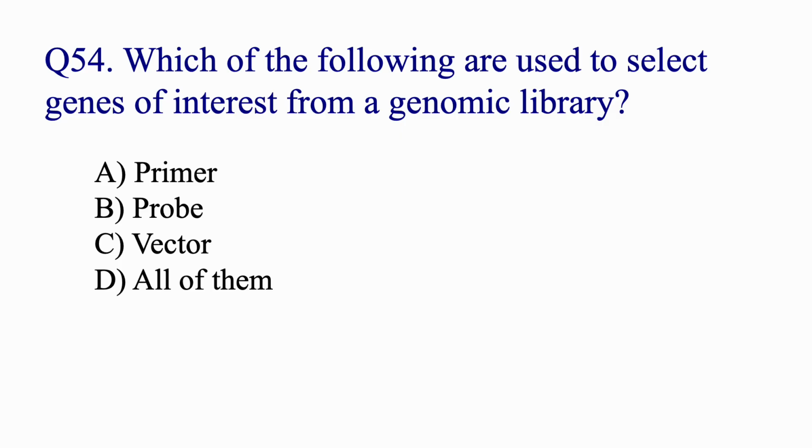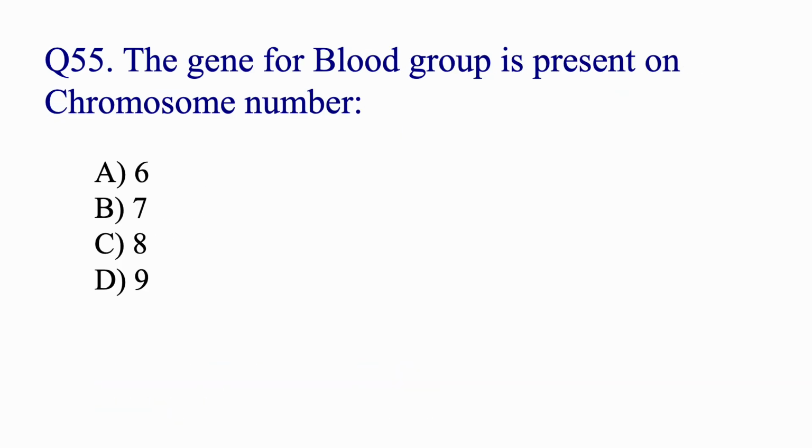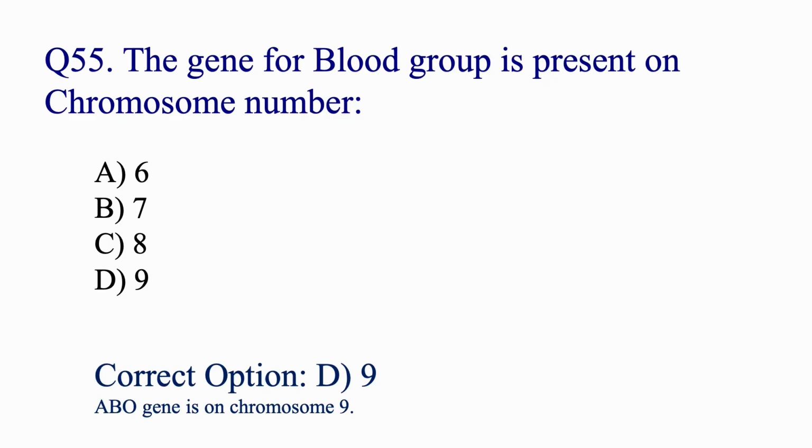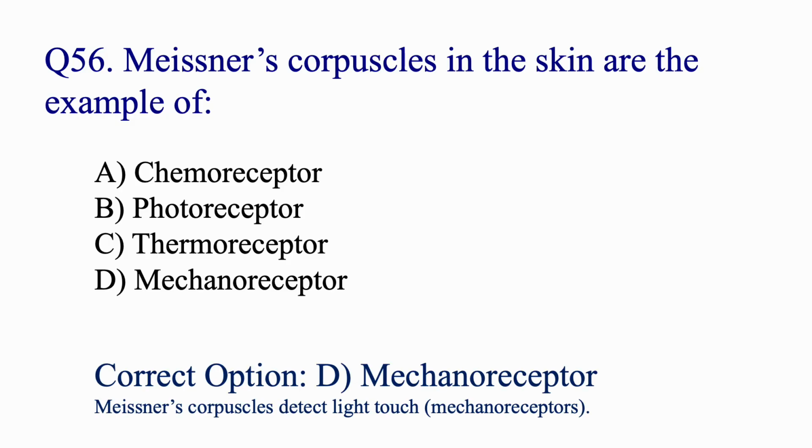Which of the following are used to select genes of interest from a genomic library? Probe. The gene for blood group is present on chromosome number 9. Meissner's corpuscles in the skin are the example of mechanoreceptor.